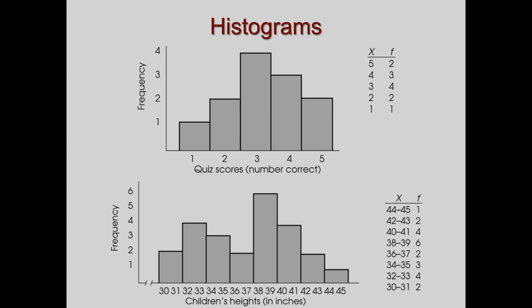Notice there are no spaces between the bars. Never spaces between the bars. Okay? And that's because the scores are connected, so there should be no space in between them. All right. Any questions on these?